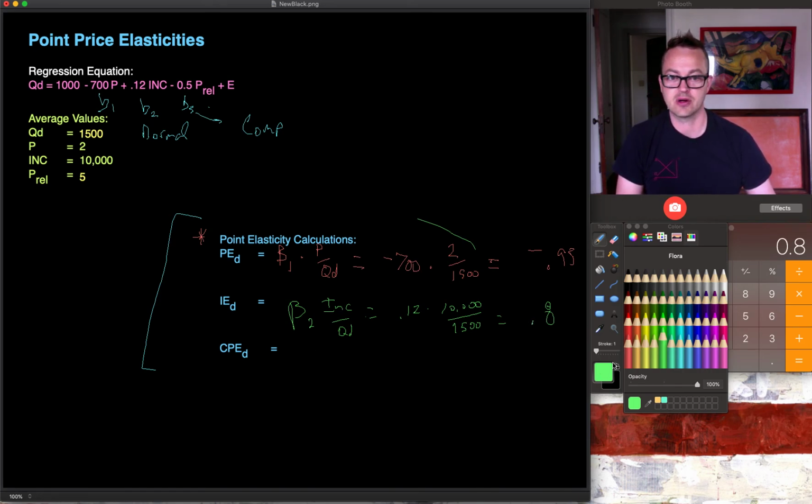Finally, for cross-price elasticity, you set that up in the same way, but I'm going to let you do that. So beta 3, you want to have your price of related goods over quantity demanded, and you have the data there to plug that in and calculate that.